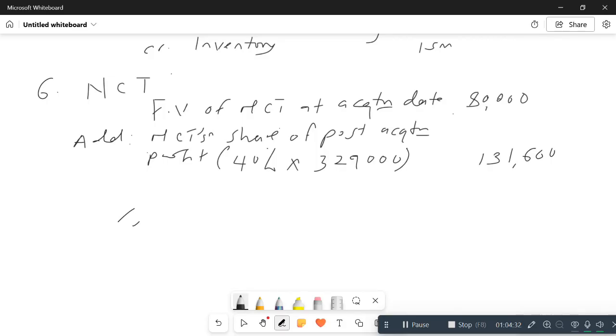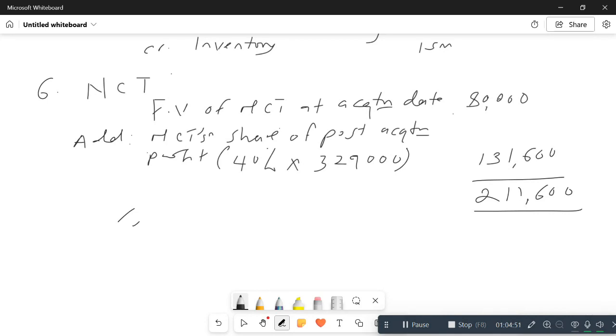Let's get our total for NCI as 211,600. But if we had unrealized profit, we would subtract at this point. If you have impairment, we would subtract at this point in regard to this.